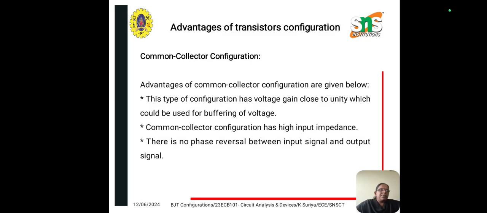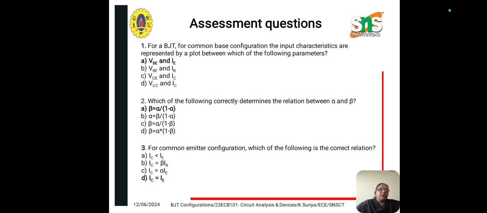In this type of configuration, the voltage gain is close to unity, which could be used for buffering of voltages, and it has high input impedance, and no phase reversal between the input signal and the output signal is achieved here. Let us take up some assessment questions.